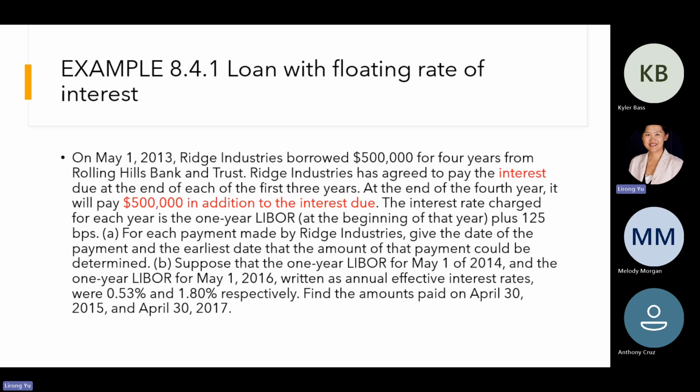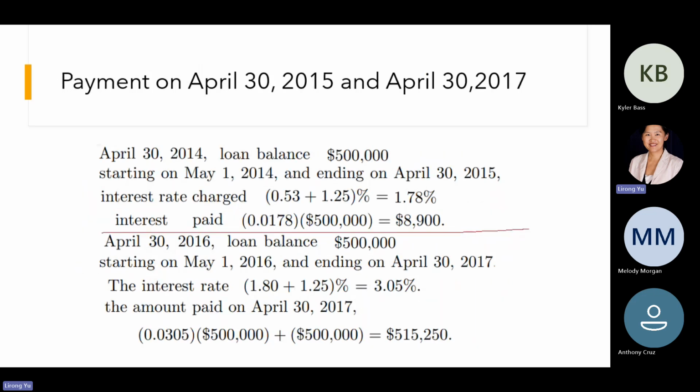Notice that the 2014 is a payment of the interest, outstanding interest, but for April 30, 2017, that's the end of the loan term. So the company has to pay the interest plus the principal. So the payment on April 30, 2017 will be way more than the previous payment. And those are the answers.